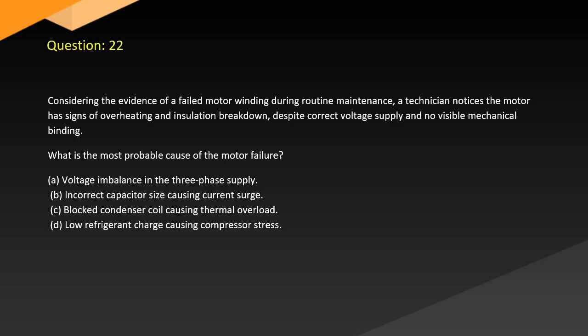Question 22. Considering the evidence of a failed motor winding during routine maintenance, a technician notices the motor has signs of overheating and insulation breakdown, despite correct voltage supply and no visible mechanical binding. What is the most probable cause of the motor failure? A. Voltage imbalance in the three-phase supply. B. Incorrect capacitor size causing current surge. C. Blocked condenser coil causing thermal overload. D. Low refrigerant charge causing compressor stress.